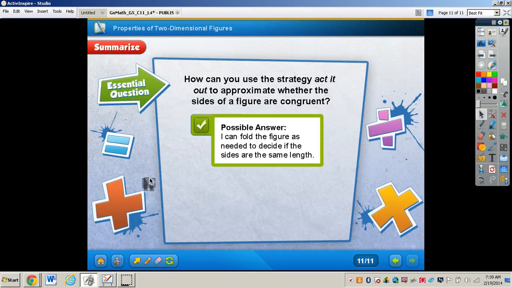Okay, finally here is the answer to our essential question. The essential question, first of all, was how can you use the strategy act it out to approximate whether the sides of a figure are congruent? And a possible answer could be, as we did throughout this video, I can fold the figure as needed to decide if the sides are the same length. So that concludes our video of properties of 2-dimensional figures. It is important to make sure that you do act it out, and the way you act it out is by folding the figure that you're trying to figure out whether it's congruent or not.